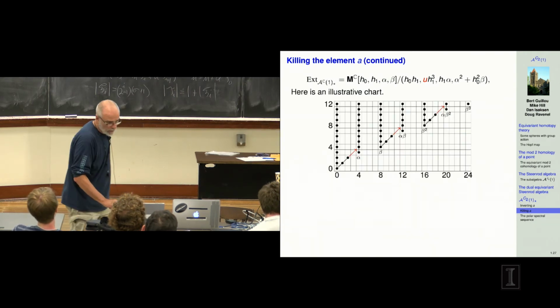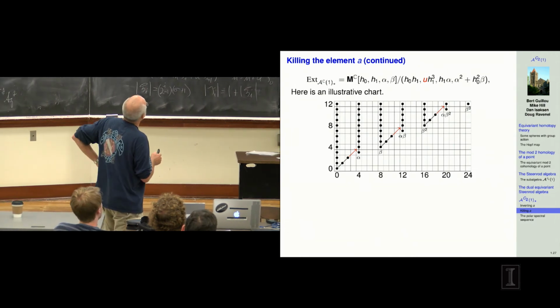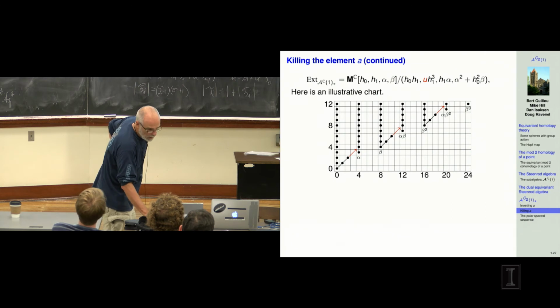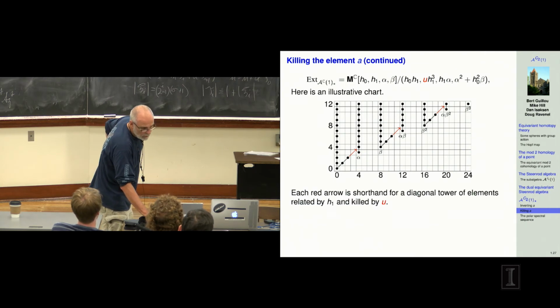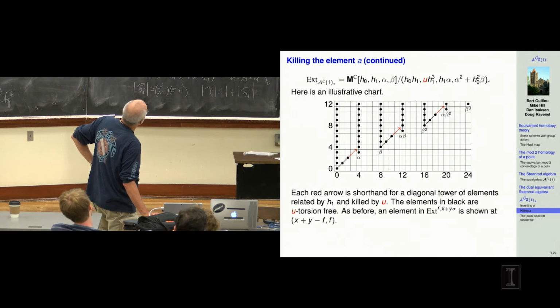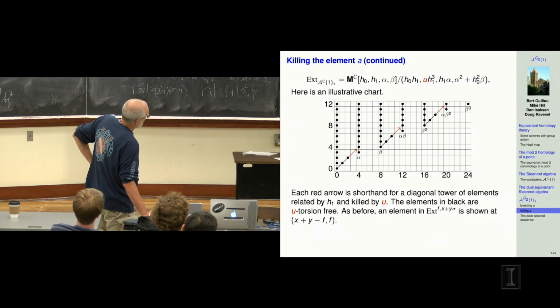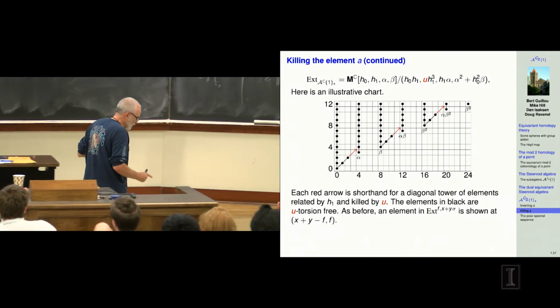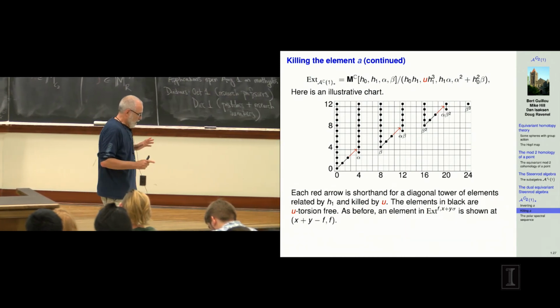So here's a picture of it. These red diagonal arrows indicate towers of elements related by h1 and killed by u. And other than that, it looks pretty much like the previous picture. So what have we done? This is what we get by killing a.